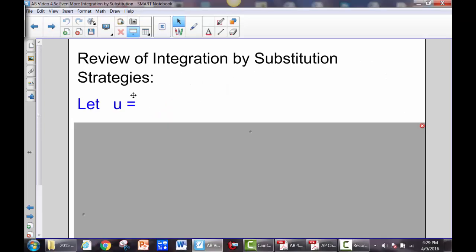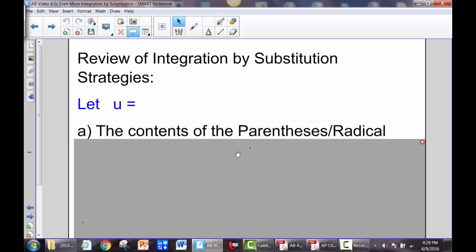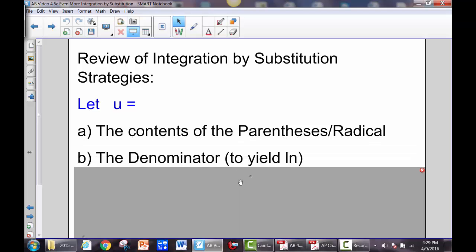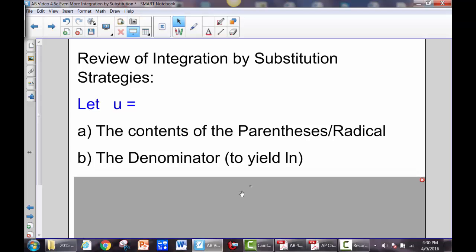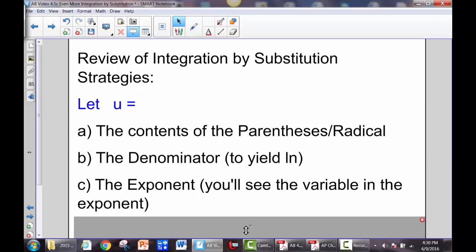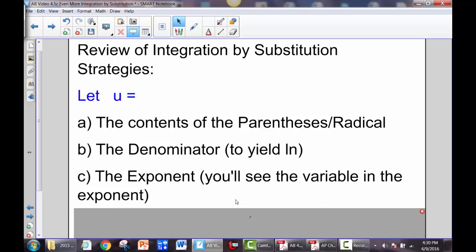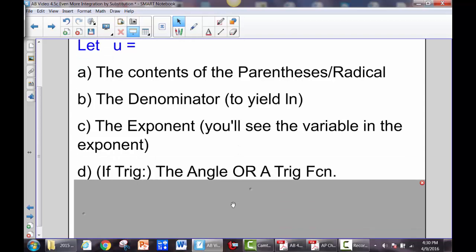Okay, so just a review of strategies for integration by substitution. You're going to let u equal the contents of the parentheses or radical. The denominator, that's going to yield an ln. For example, integral 1 over u du equals ln absolute value of u. The exponent: you'll see the variable in the exponent. That's usually integral e to the u, integral a to the u. If it's trig, the angle or a whole trig function.